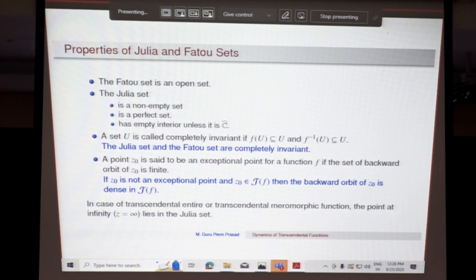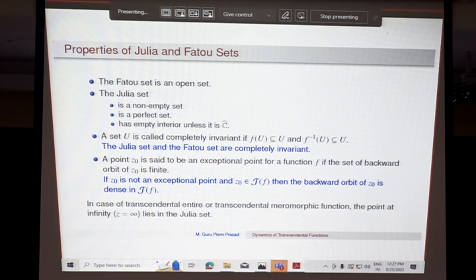So then this terminology we will use. Suppose some point has a finite backward orbit, then it is called an exceptional point. The first characterization: for a point that is not exceptional, the backward orbit of z_0 is dense in the Julia set.